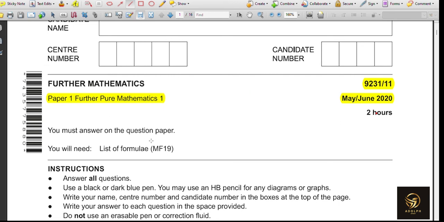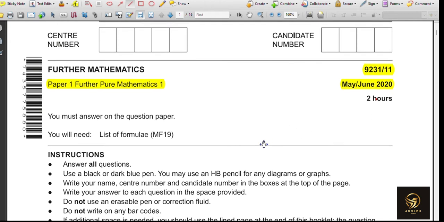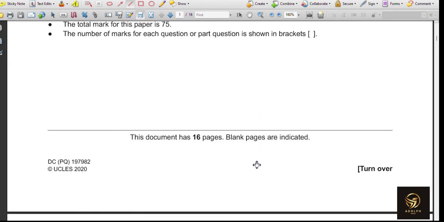Great dear learners. In this video, you are going to watch full paper solving of 9231 Further Pure Mathematics Paper 1. Now, I'm going to solve May-June 2020 9231, which is Further Mathematics Paper 1, Combination 1. Question 1 we are going to solve. Let's start solving the problem.